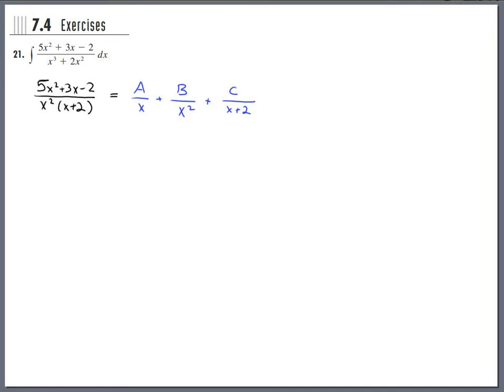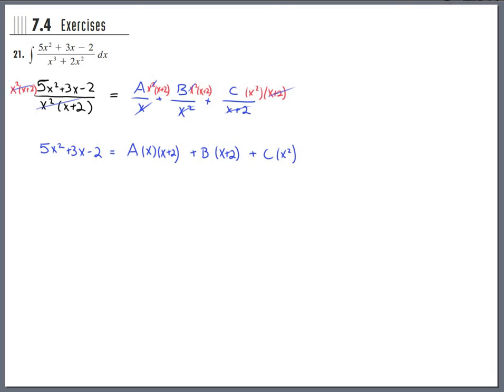Then you multiply both sides by the least common denominator, x squared times x plus 2, and I'll go ahead and just jam that in there. So you multiply that through, and there's some things that cancel there, of course. You get 1x cancels there, everything cancels over here. Both x squared cancels there, and x plus 2 cancels there. So you end up with this as your algebraic expression that you're trying to solve for A, B, and C.